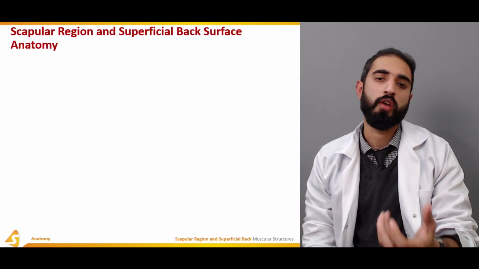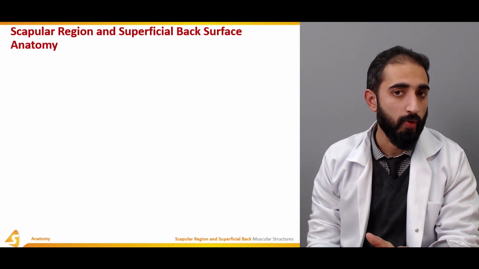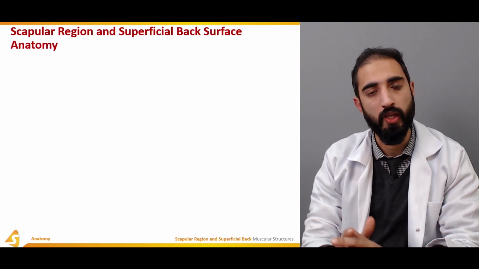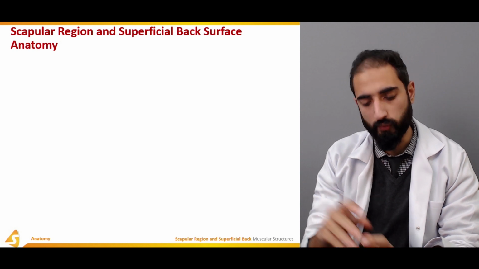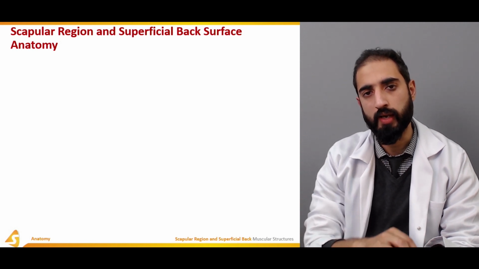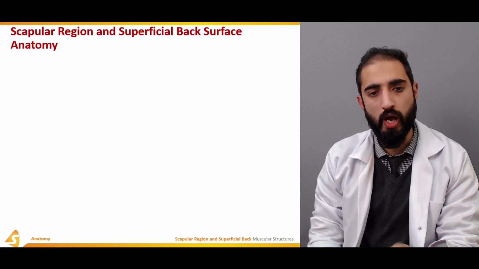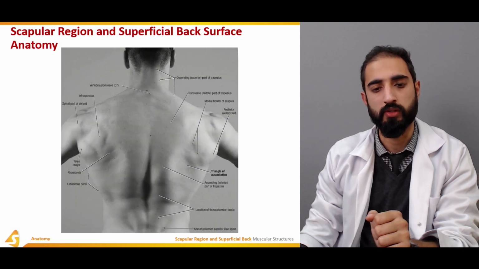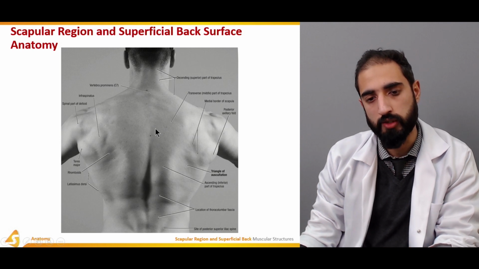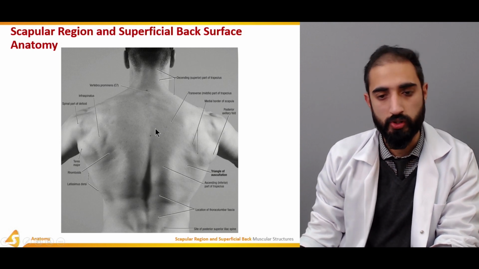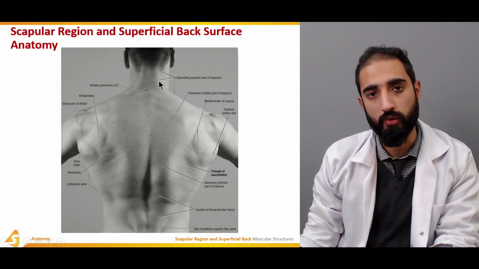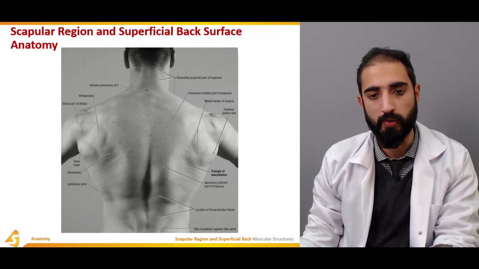In this section, we are not specifically going to talk about the subscapularis because it is one of the muscles of the rotator cuff. So we are going to take a look at it when we talk about the rotator cuff in the upcoming sections. But for now, in the scapular region and superficial back muscle anatomy, we can observe a lot of these muscles superficially, just by taking a look at them and by simple observation.